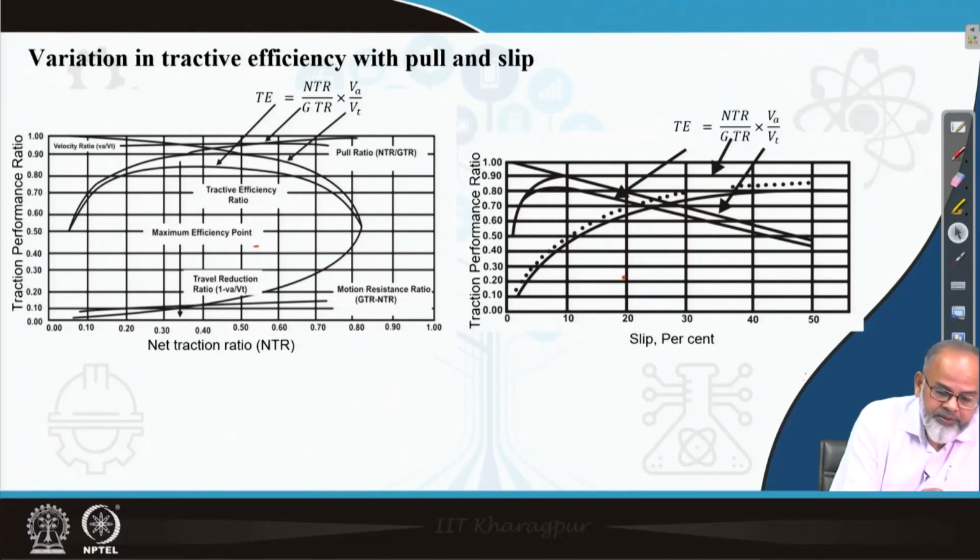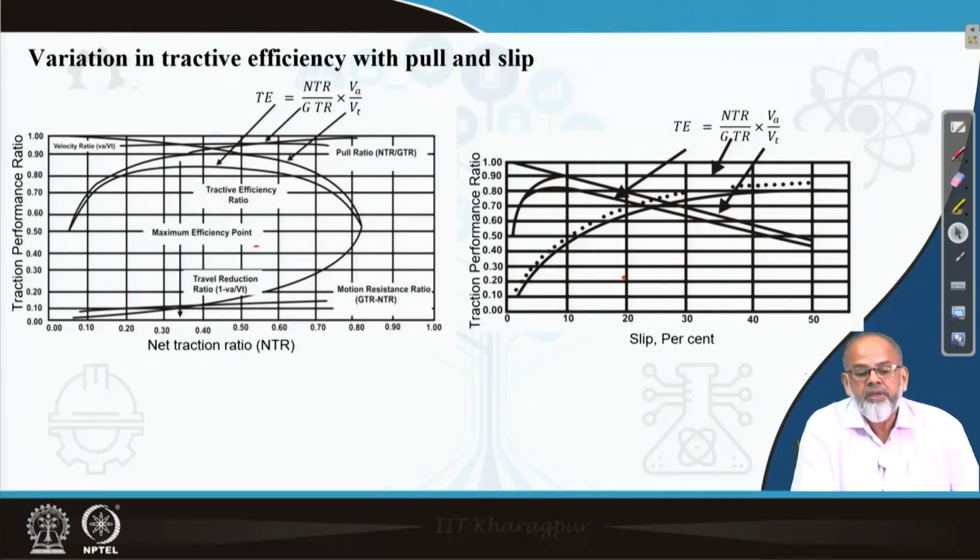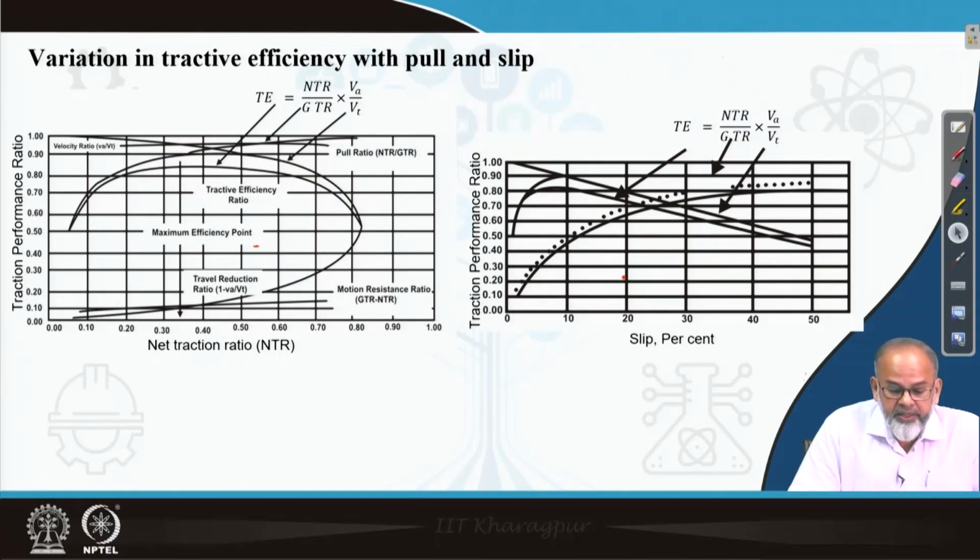Now, if you look at the pull to thrust ratio, or the NTR to GTR ratio, it is nearly 0 at the start. NTR never reaches close to GTR. So there is a difference. Why is there a difference? Because the difference will give you the rolling resistance. So that's why NTR never reaches GTR and the ratio cannot be equal to 1. On a concrete surface, the difference is roughly around 0.1, 0.15 like that.